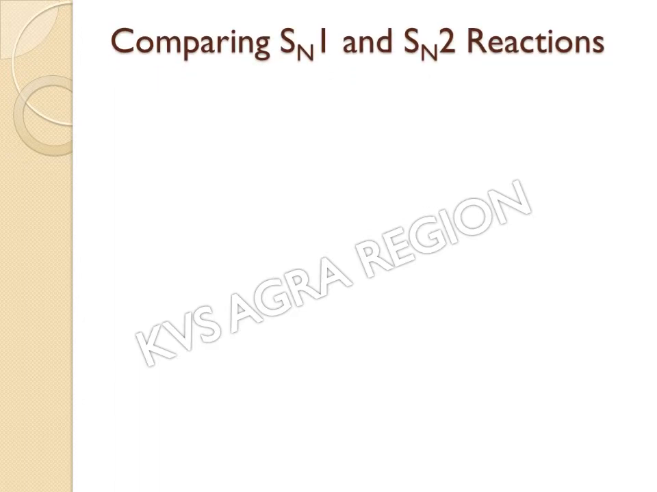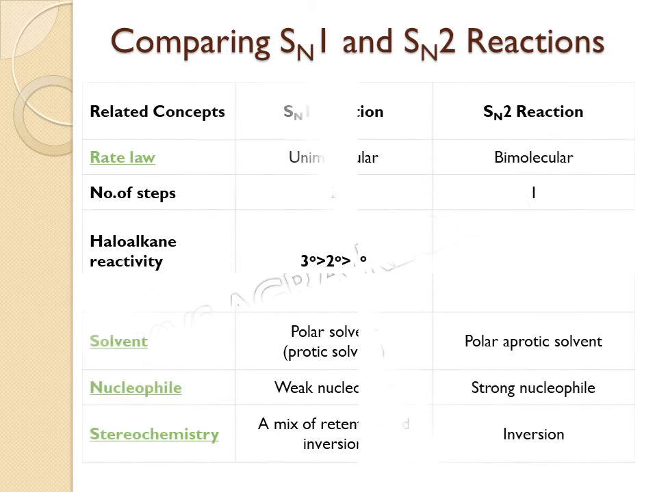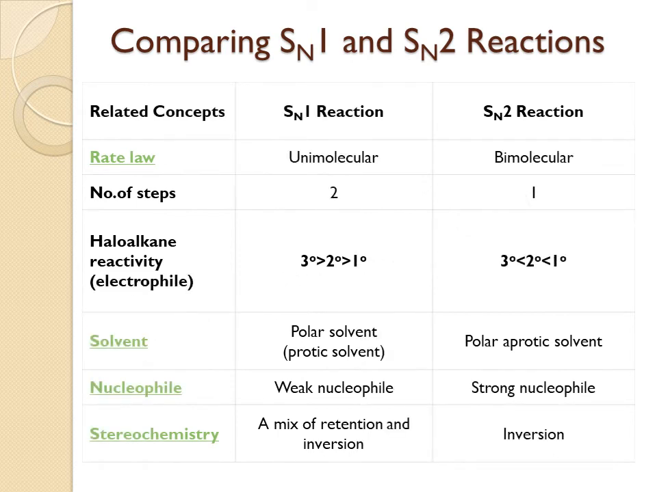Now let's compare SN1 and SN2 reaction. Here is the table. Rate law for SN1 is unimolecular, for SN2 bimolecular. Number of steps involved in SN1 are 2, in SN2 it is 1. Haloalkane reactivity is in the order of 3 degree more reactive than 2 degree more reactive than 1 degree in case of SN1, and 3 degree less reactive than 2 degree less reactive than 1 degree in case of SN2.